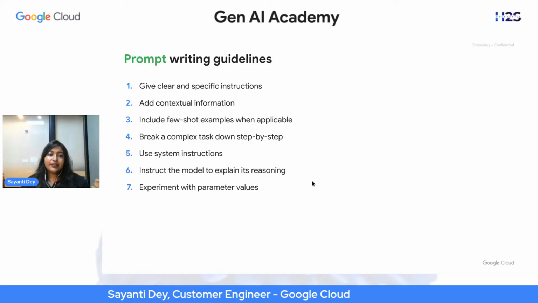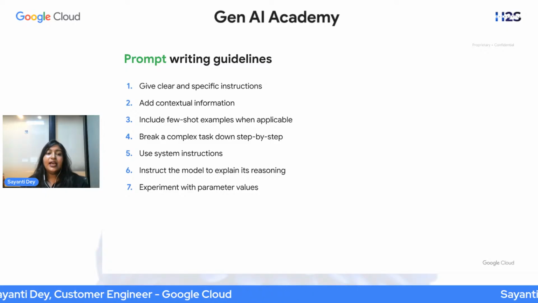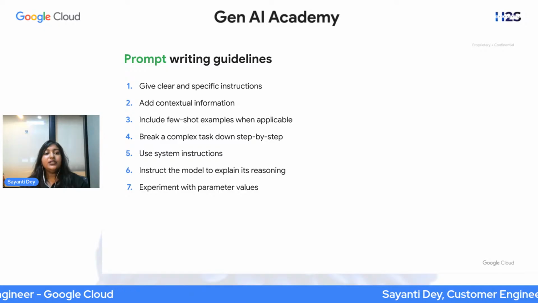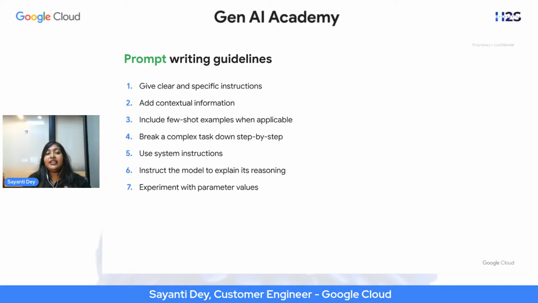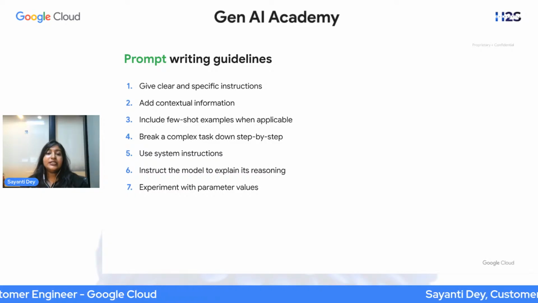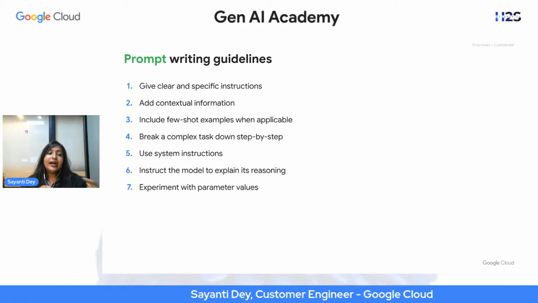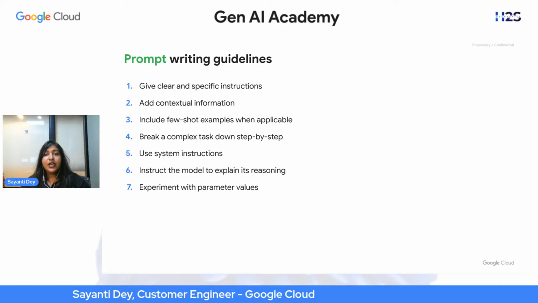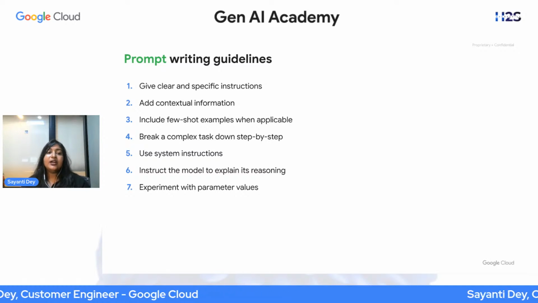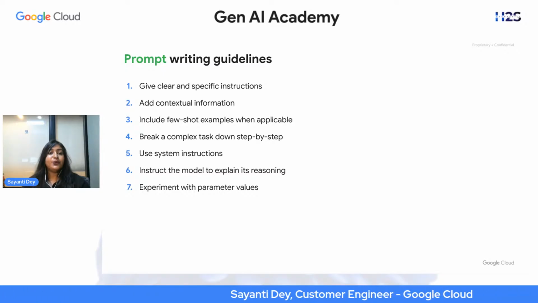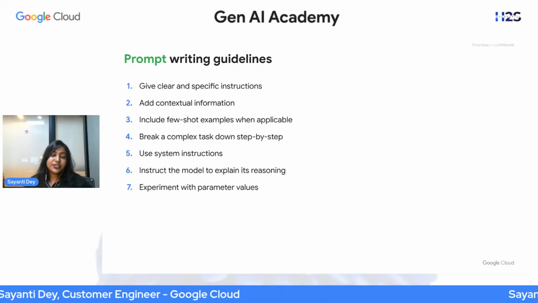First, give clear and specific instructions. We should add contextual information, include examples whenever applicable. If there is a complex task, break it down step by step. Give the model the reasoning or the steps that it should follow. We should use system instructions, which is to give the model some persona, any additional context, or even the output format you want to specify, which would be common for all the prompts you're sending, right? You can use system instructions over there.